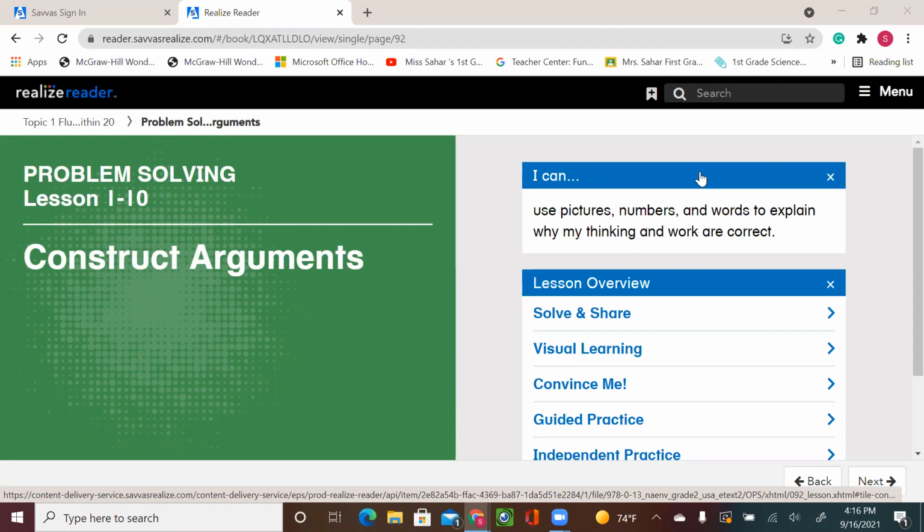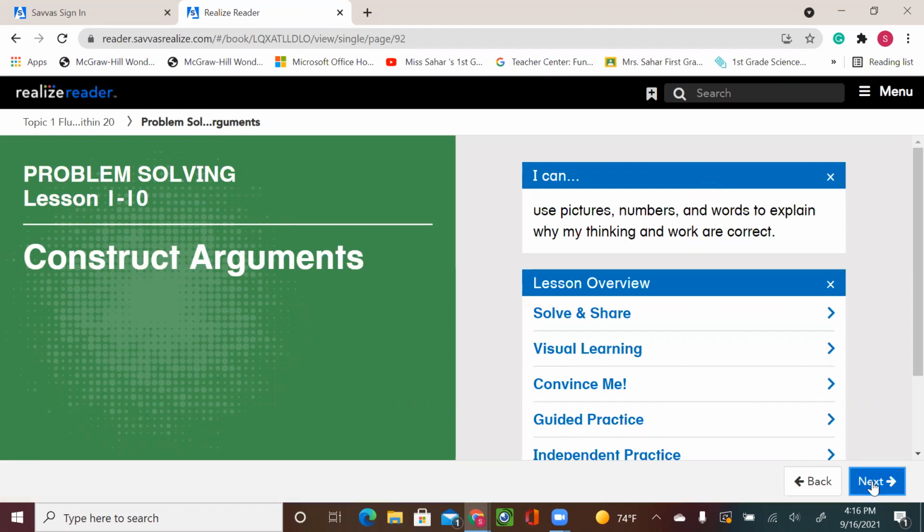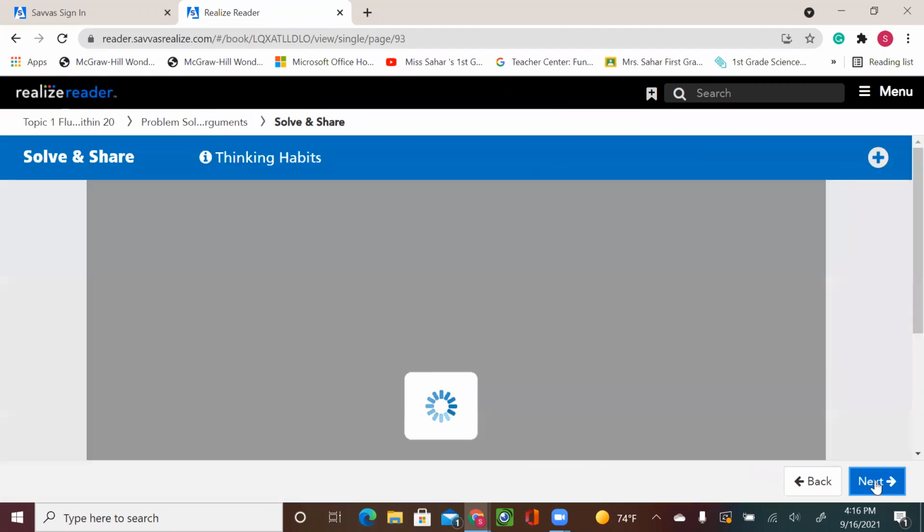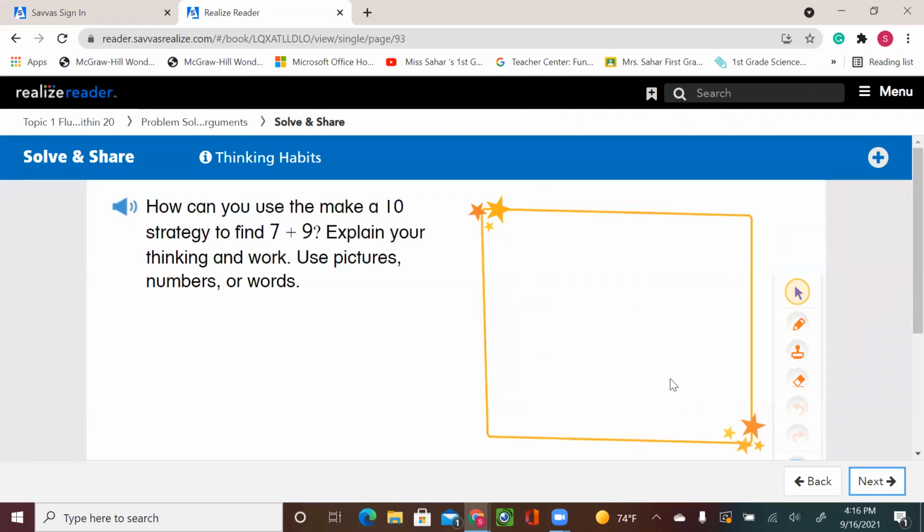We are in lesson 10, still in topic 1, and that would be the last lesson for the first topic. We have page 41. So let's start today's construct arguments. We're not learning something new. It's just practicing how to use our strategies in addition and subtracting. For this lesson, we will be using pictures, numbers, and words to explain why I decide to add or why I decide to subtract. Let's see what we have. Page 41.